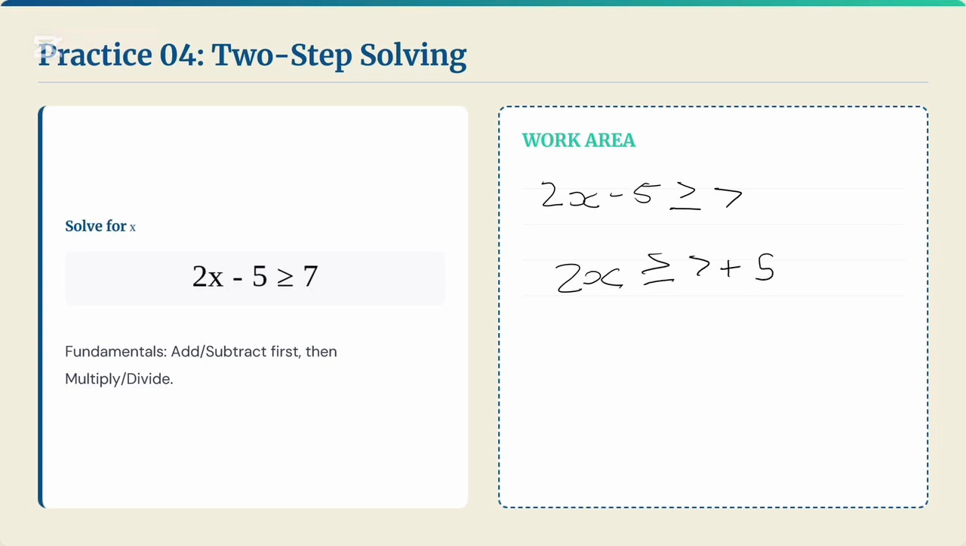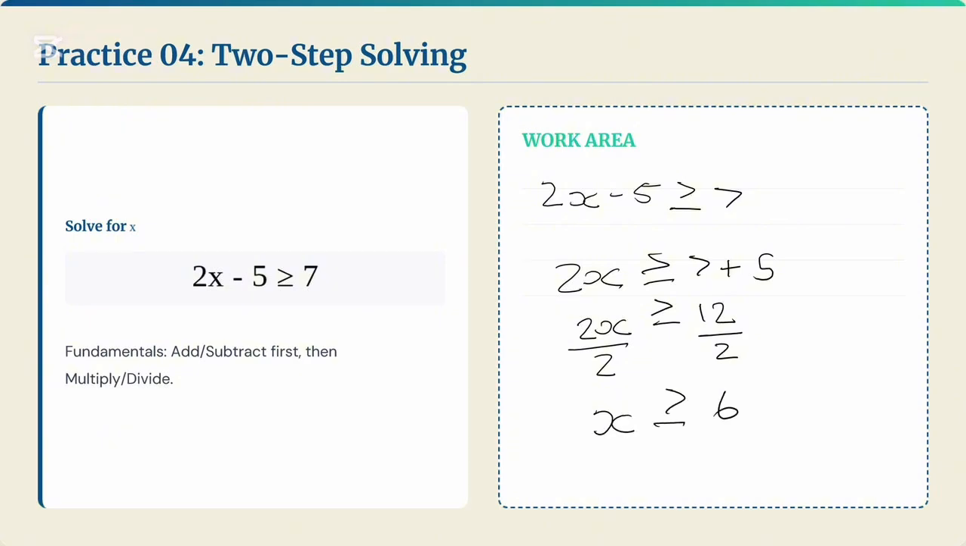Then we will have 2x is greater than or equal to 7 plus 5. It is important to show all your steps. 2x is greater than or equal to 12. Now we will divide both sides by 2. Then we will have x is greater than or equal to 6.